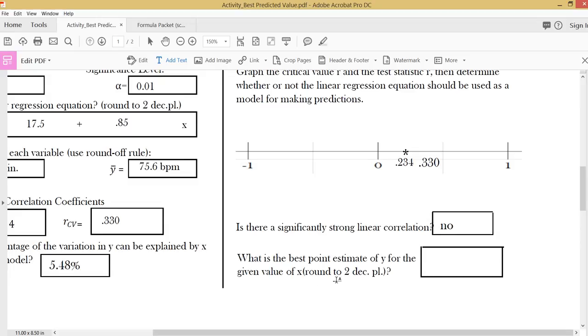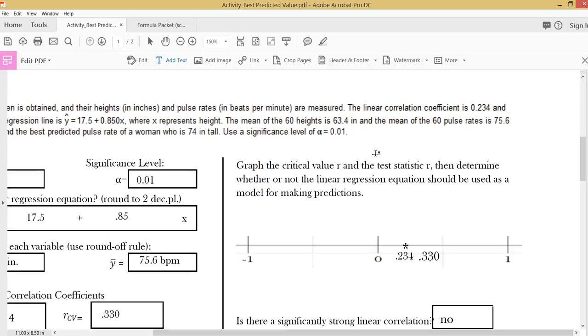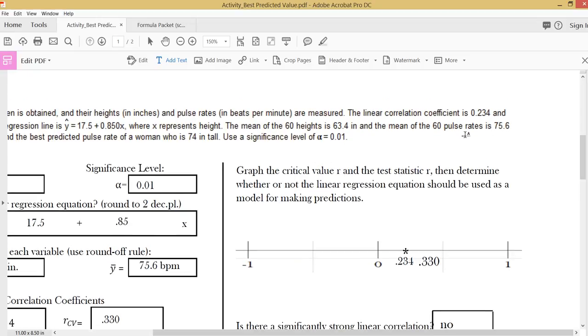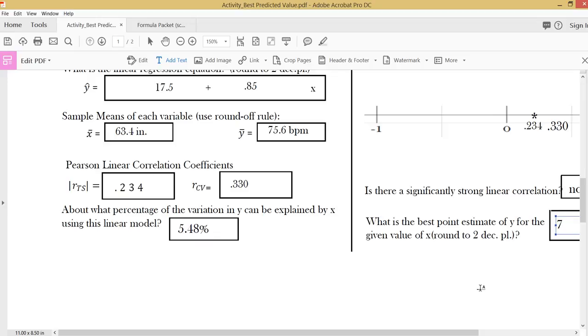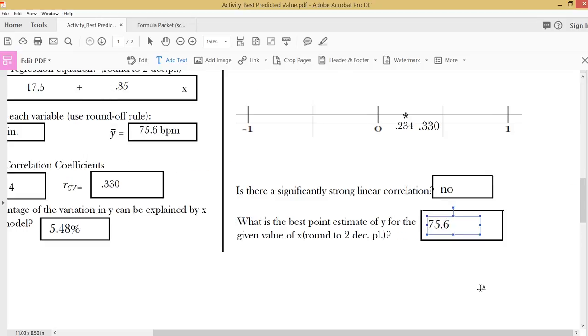So the best point estimate will be the average pulse rate. Rather than plugging in a woman's height into the linear formula to get an estimated pulse rate, since we don't have a strong enough linear correlation, that wouldn't be a good thing to do. So instead, the next best thing is to use the average pulse rate, which was 75.6 beats per minute. So that's the final answer for this one, 75.6 beats per minute.